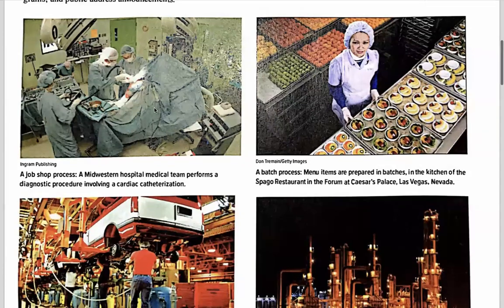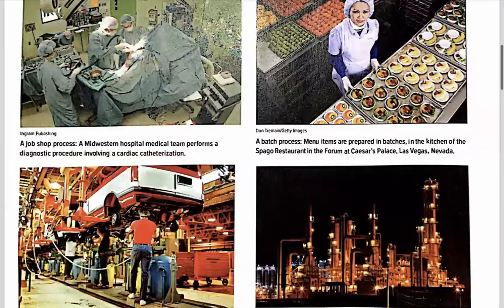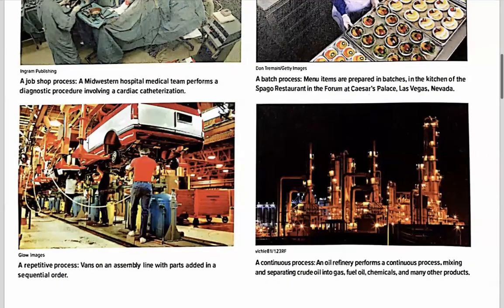Then the next type of process is called repetitive. One best example of repetitive is an assembly line, the assembly line of Harley Davidson or maybe of any car. Now, in this case, what happens? For example, in the beginning of the assembly line, there is just the outer structure of the car, and it's on a belt, a conveyor belt.